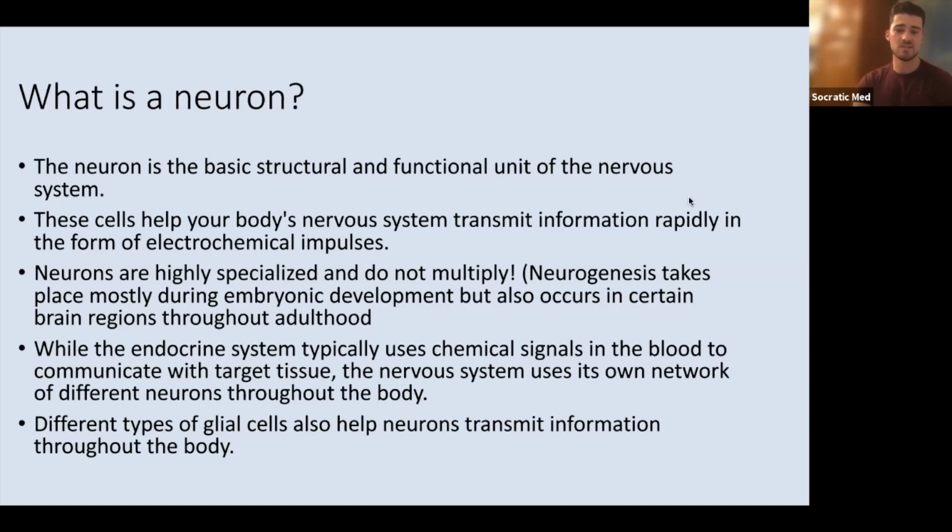While the endocrine system typically uses chemical signals in the blood to communicate with the target tissue, the nervous system uses its own network of different neurons throughout the body. Different types of glial cells also help neurons transmit information throughout the body. Glial cells are sort of like the support system for neurons. There are a couple of different types, and we'll definitely go over them. They do differ a little bit between the central and peripheral nervous system.